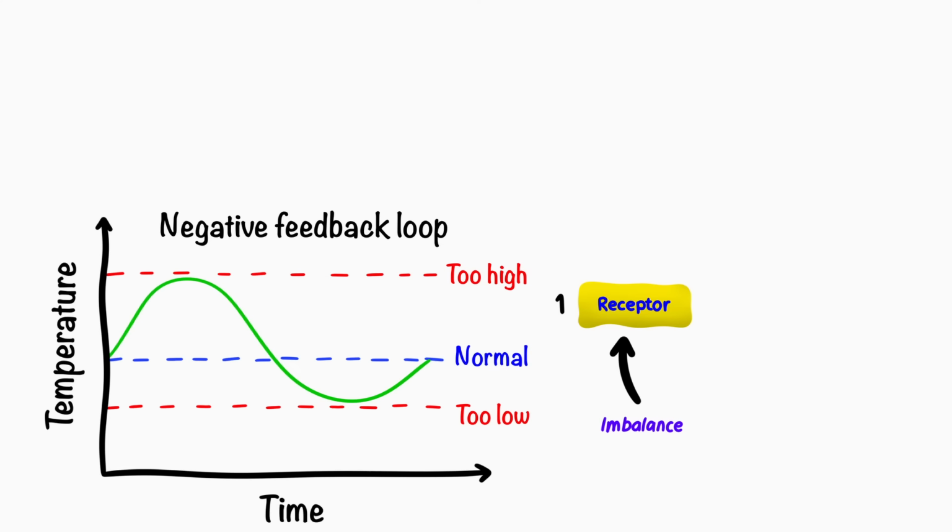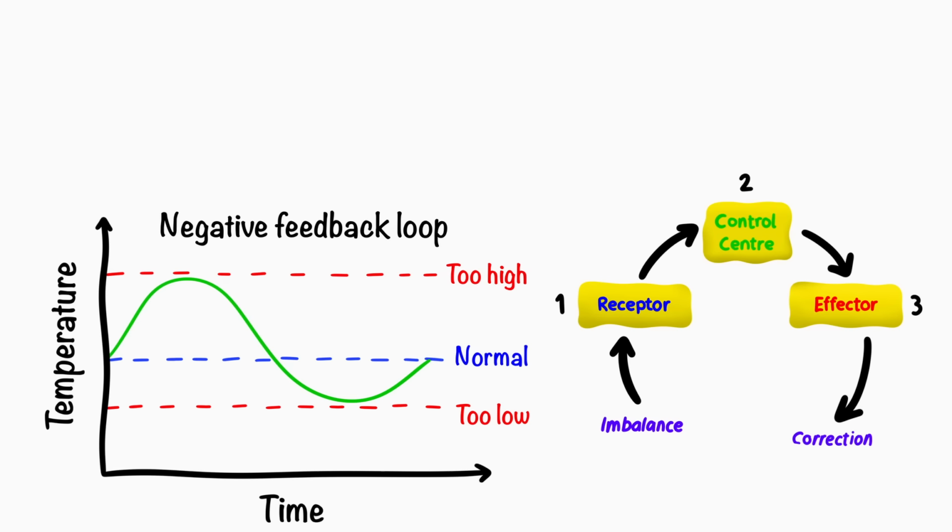First, the receptor detects the stimulus, that the level is too high. Next, the coordination center receives and processes this information, then organizes a response. Then the effector produces a response which counteracts the change and restores the optimum level. The level decreases.